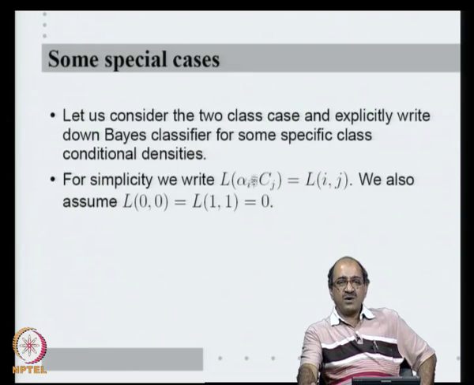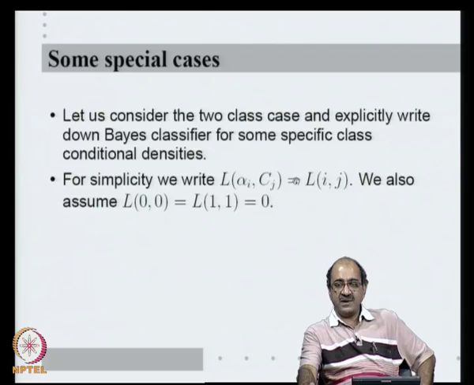So, from now on, instead of writing L alpha i comma Cj, we will simply write L i j. By now, we have gotten used to understanding that the first argument is the classifier output and the second argument is the class label. So, we will write L alpha i comma Cj as L i j, and we will also assume that the correct classification has 0 loss.